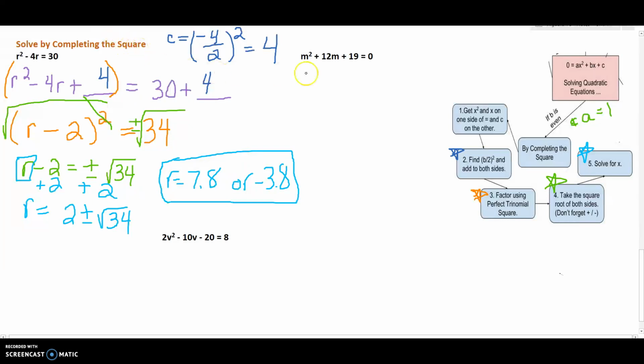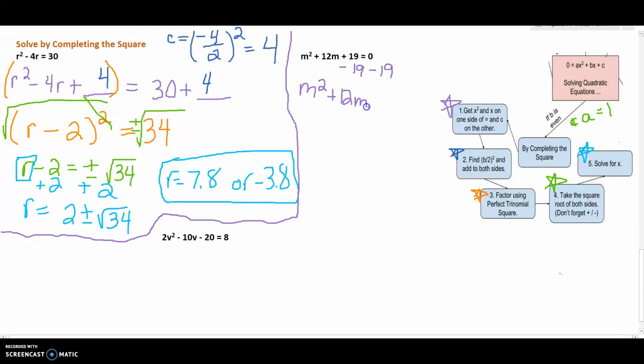Okay, our next example is m squared plus 12m plus 19 equals 0. So we are going to start by getting the variables alone on the left. So I'm going to do that by subtracting 19 from both sides. So I get m squared plus 12m equals negative 19. And I know that I'm going to have to add in some things here. So I'm going to leave my room there.